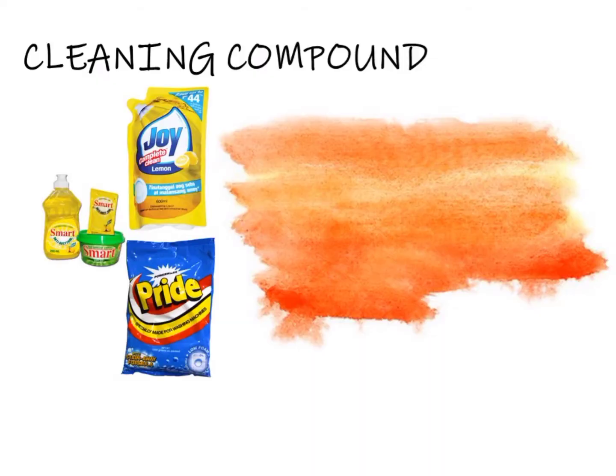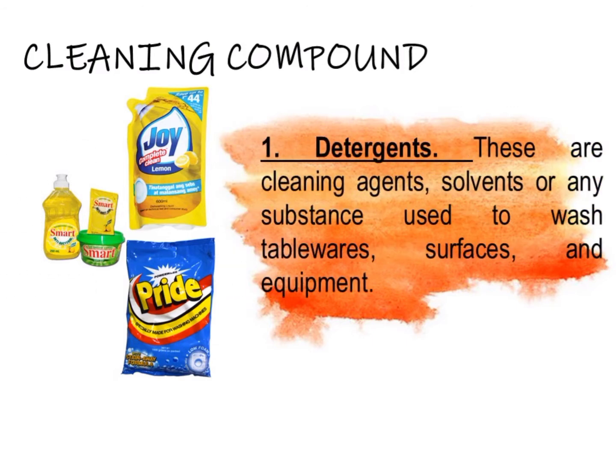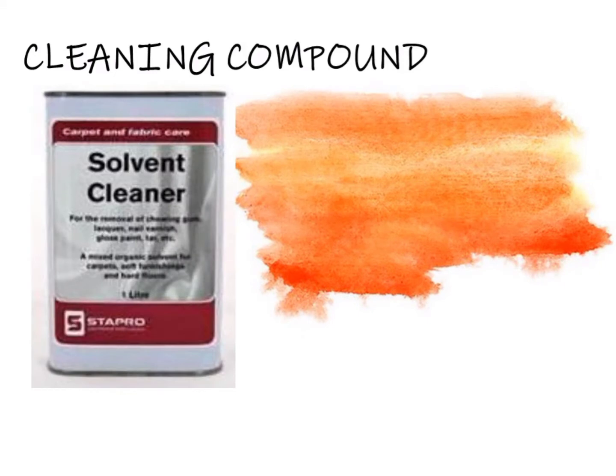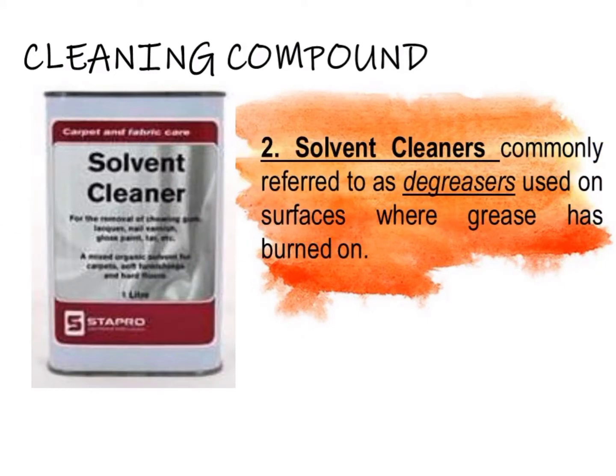Here are examples of cleaning compounds. First, detergents. These are cleaning agents, solvents, or any substance used to wash tablewares, surfaces, and equipment. Detergents can penetrate soil quickly and soften it. Second, we have solvent cleaners, commonly referred to as degreasers, used on surfaces where grease has burned on. Ovens and grills are examples of areas that need frequent degreasing.